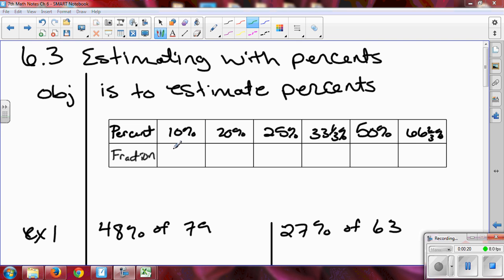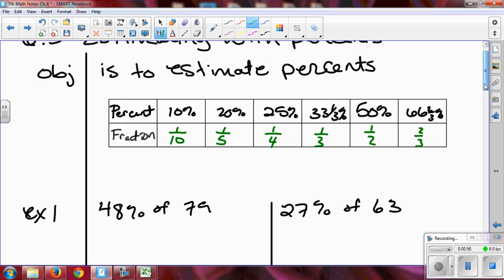1/10 or 10% can be written as 10 over 100 and reduced to 1/10. 20% we know is 20 out of 100, which can be reduced to 1/5. 25 over 100 can be reduced to 1 over 4. 33 1/3% is the same thing as saying 1/3. 50% is 1/2. And 66 2/3. Notice if you add 33 1/3 to 33 1/3, you'll get 66 2/3. So instead of having 1/3, you now have 2/3. So, using fractions to estimate percents.